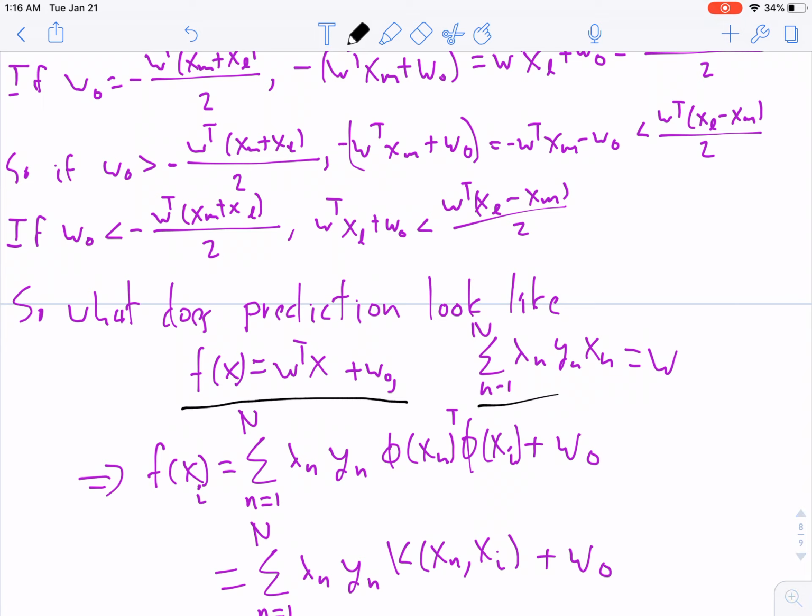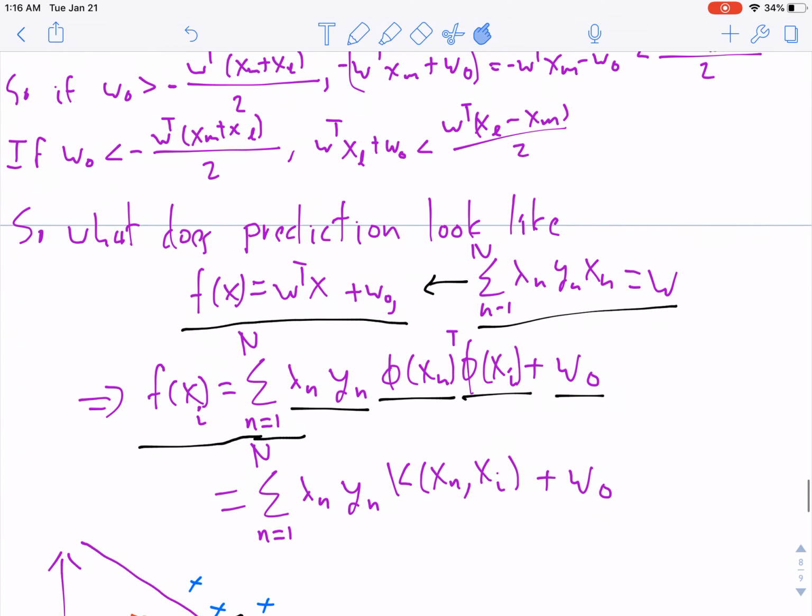And also remember from our gradient that we solve for W in terms of lambda. So plugging our equation for W into our prediction function, we get that predicting on some new data point xi, we have the sum over all the data points of lambda n yn times, and we're going to put phi back in here, it'll become clear in a second, phi of xn transpose times phi of xi plus W naught.